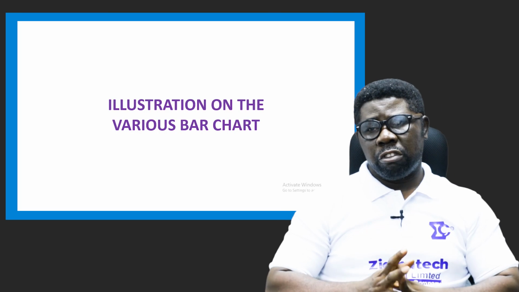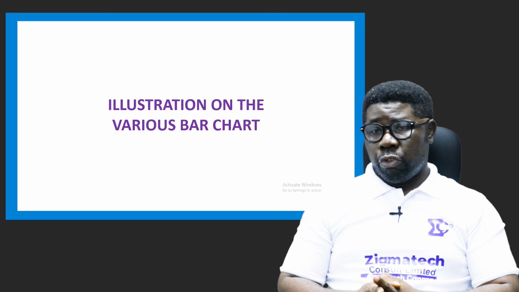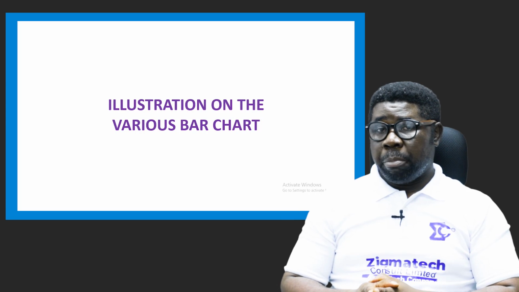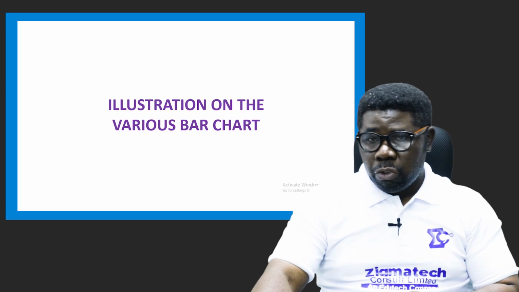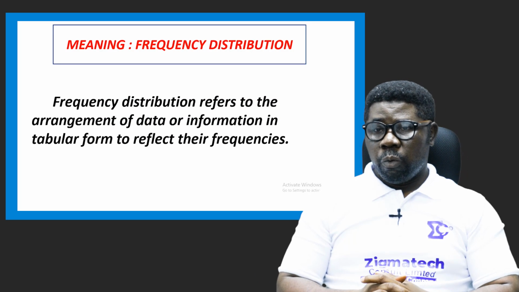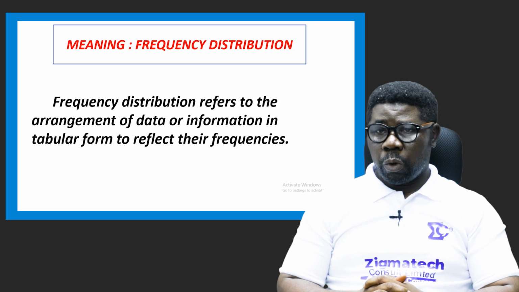So let's look at some simple illustrations to complete this part of our analysis on the basic tools of analysis in economics. So we have a small illustration to show you, okay? Now, we're talking about frequency distribution. What does it mean?